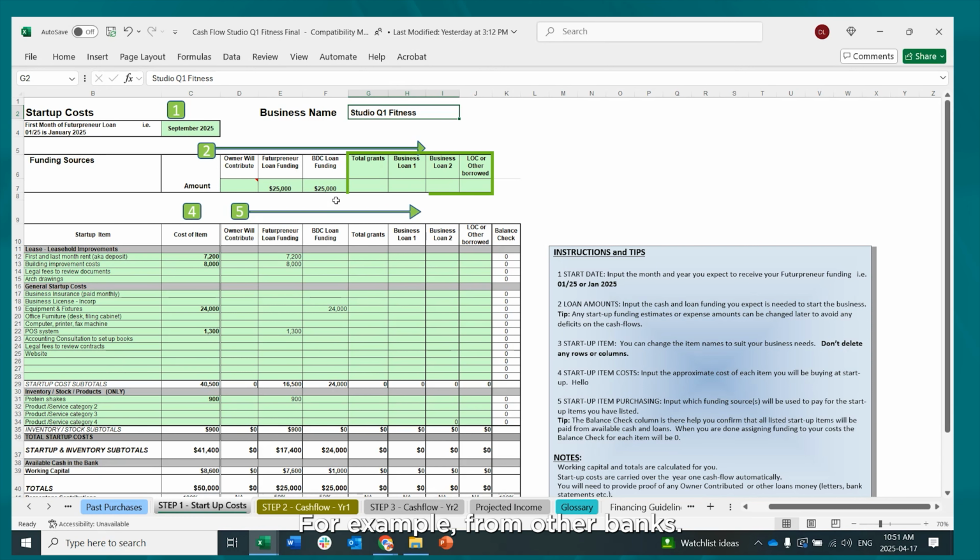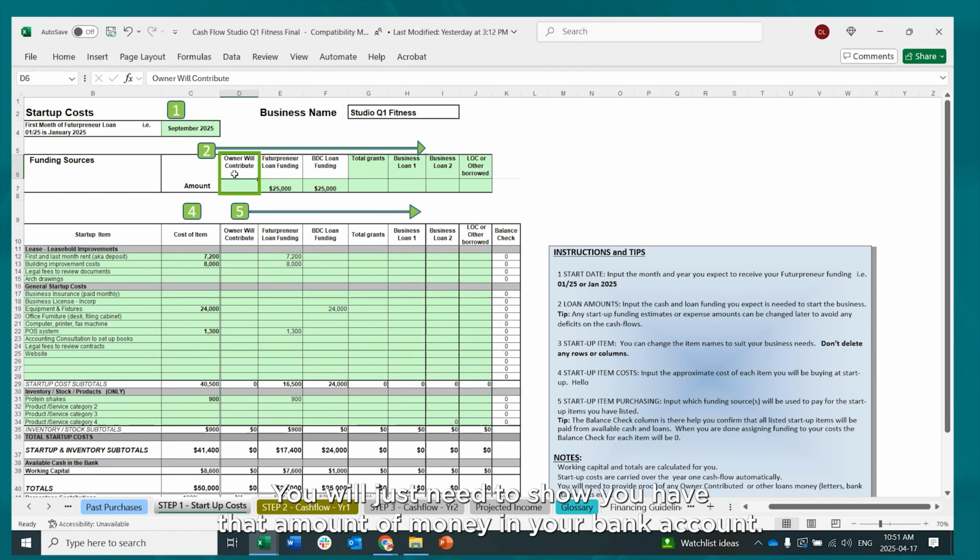For example, from other banks, label them, name the bank or a letter of credit or other forms of borrowing. Please note, those funds must already have been secured and approved before coming to Futurpreneur, including any grants. You can also add your own money under owner's contribution if you wish. You will just need to show you have that amount of money in your bank account.